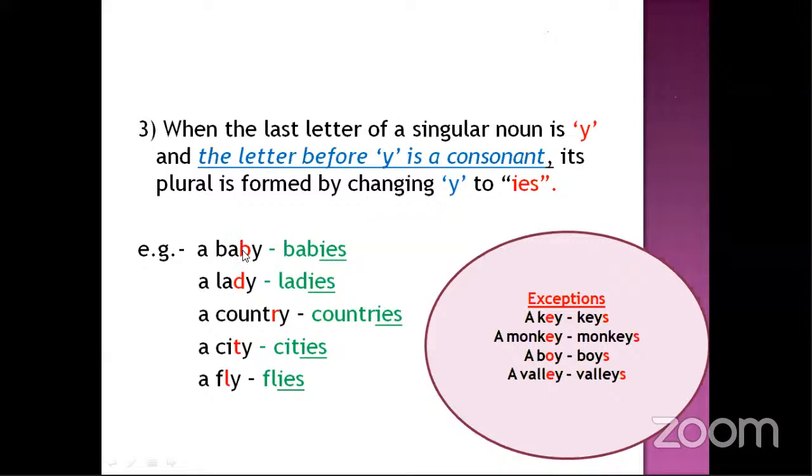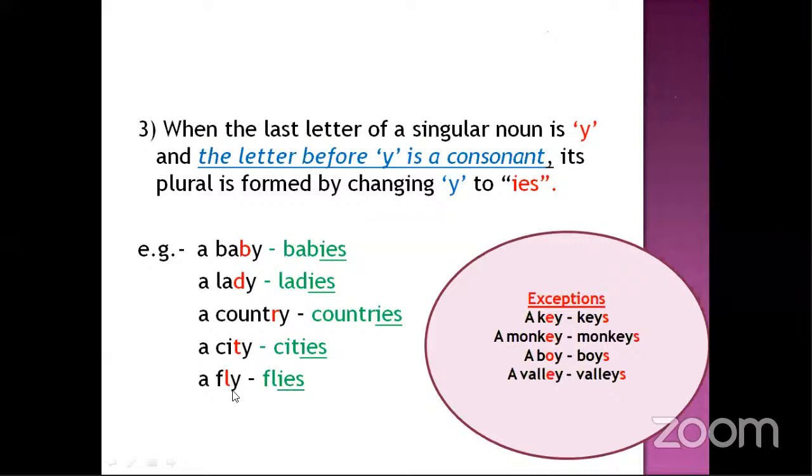So the previous letter is B. So the plural word is B-A-B-I-E-S. And we have to cut the Y letter. Look at the next one. A lady, ladies. A country, Y is the last letter and the previous letter is R. So the plural word is countries. A city, cities. A fly, flies.